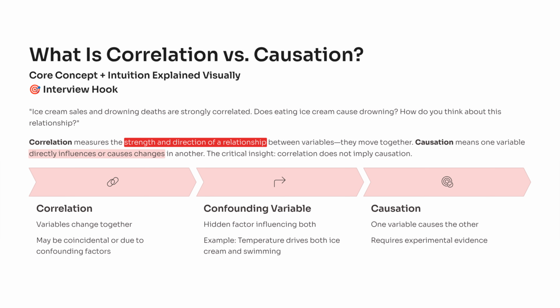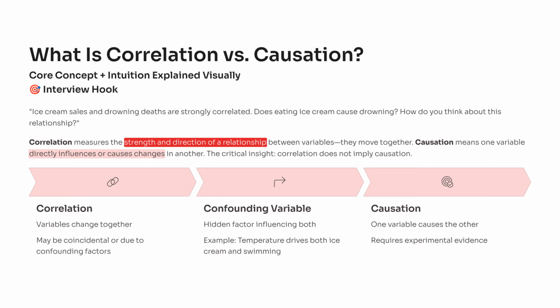You're in a data science interview, and the interviewer smiles and says, "We found that ice cream sales and drowning deaths rise together every summer. Does that mean eating ice cream causes drowning?" This question sounds funny, but it's one of the best ways to test whether you really understand correlation versus causation.